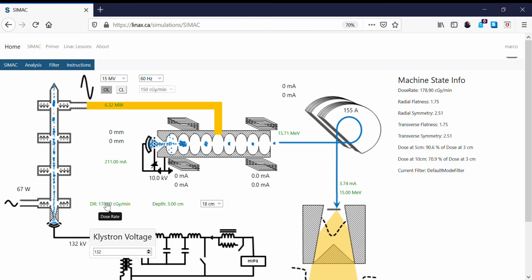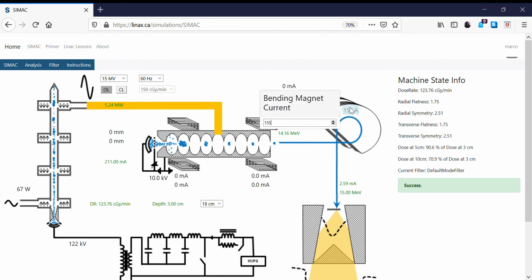So what I'm going to do now is reset the Klystron voltage to 122 kV, and I'm now going to adjust the bending magnet like we did before to see if I can regain the high dose rate. So I'm going to go down from 131 down to 122 on the Klystron pulse voltage, and we now have an energy of 14.16 MeV. Our dose rate is 123, and that's because we have a lower beam current on the target.